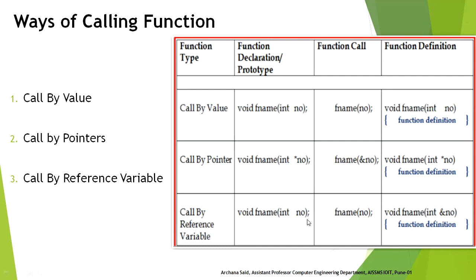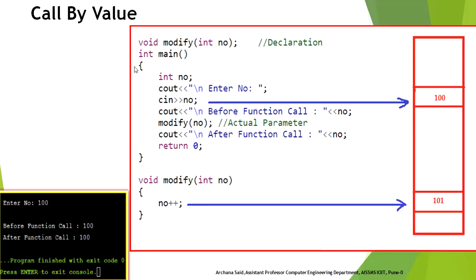We'll see with an example program and the corresponding output how the values of a particular variable change in memory based on the type we are using for calling a function. So let's proceed. First is call by value. Here in this program we are going to update the value of a parameter by 1. This is the overall idea of this program.